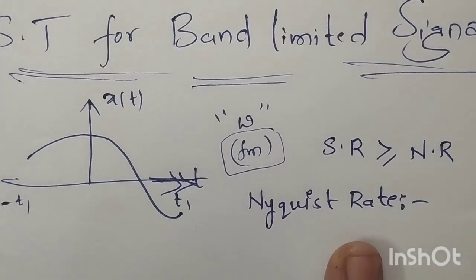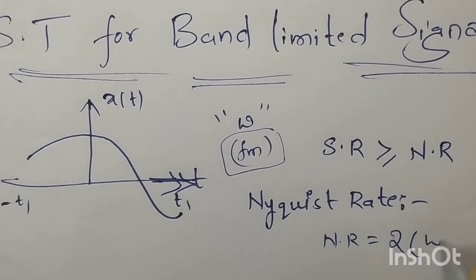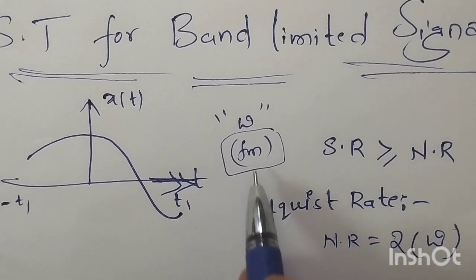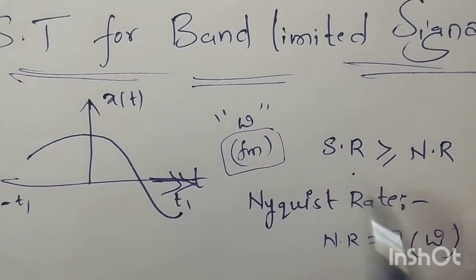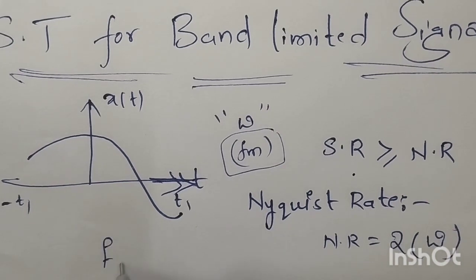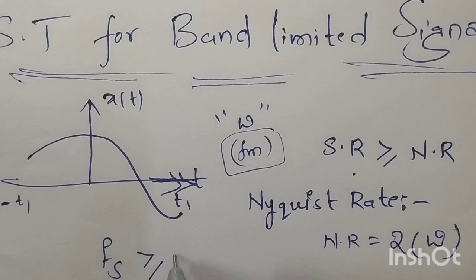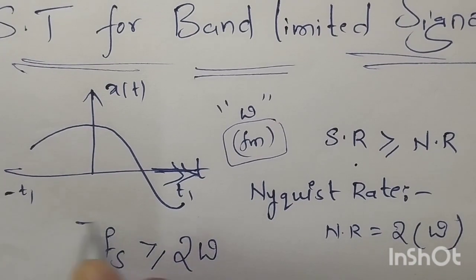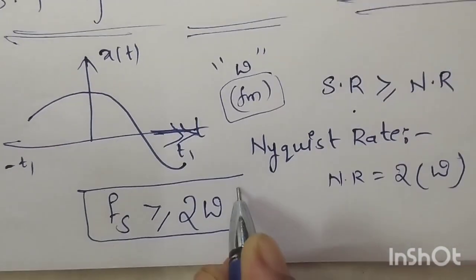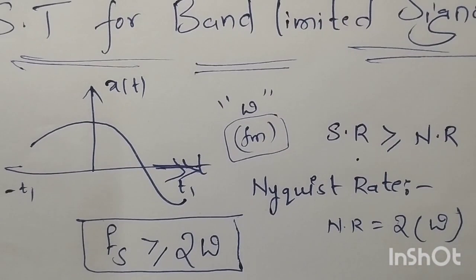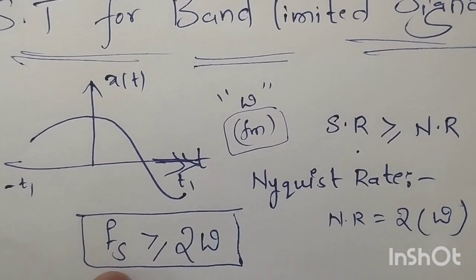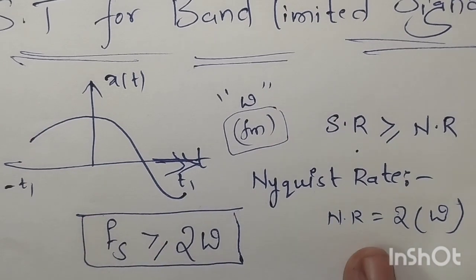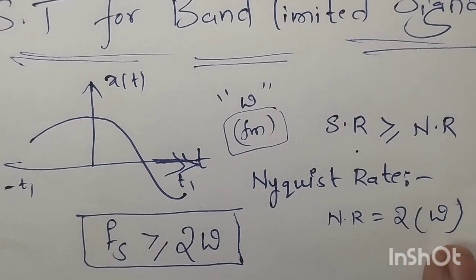Nyquist rate is defined as twice that of the highest frequency component of the given input signal. If it is omega, 2 omega. If it is fm, 2 fm. So the sampling frequency or sampling rate must be chosen as greater than or equal to twice the maximum frequency component of the signal. This is the principle: Fs must be greater than or equal to 2 omega. Sampling frequency must be greater than or equal to the Nyquist rate. Nyquist rate is nothing but twice the highest frequency component of the band limited signal or given input signal.